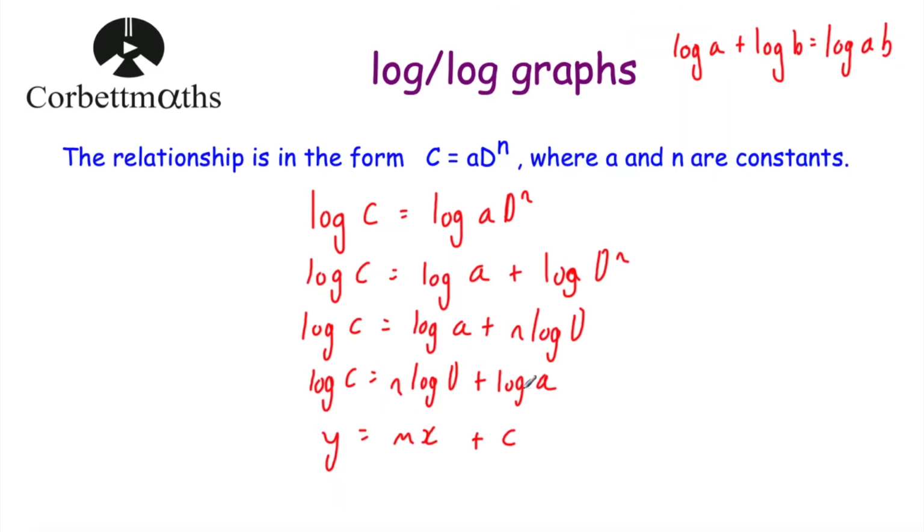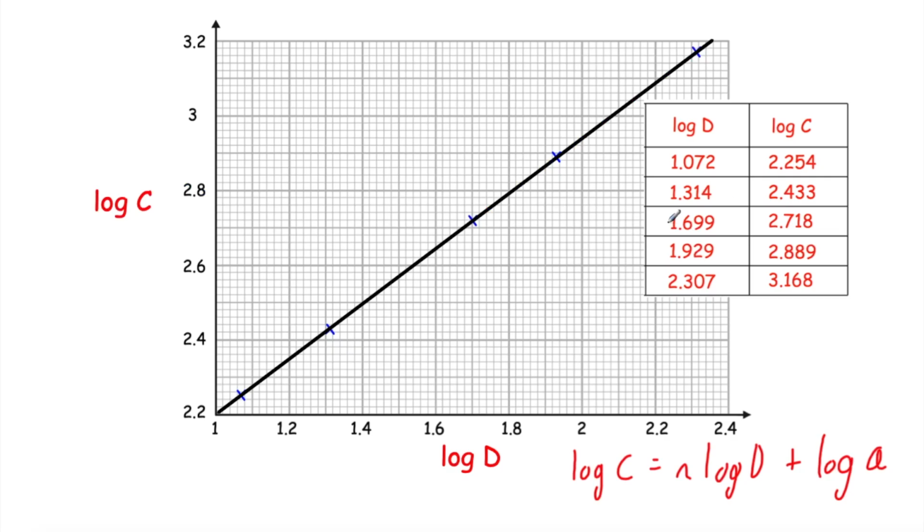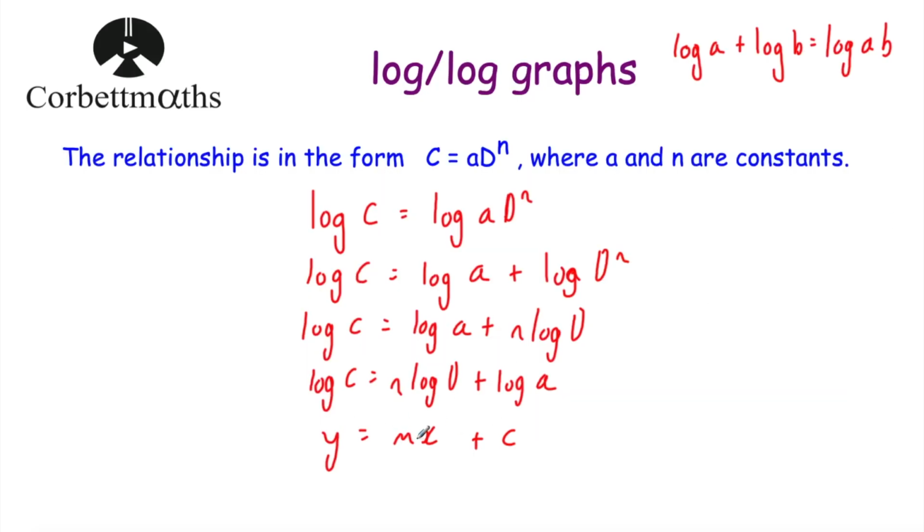If we go back, we've just drawn the graph of log C equals n log d plus log a. This linear graph is the graph of log C equals n log d plus log a. Now we want to find the values of n and a. It's in the form y equals mx plus c, so the gradient will be equal to n. If we work out the gradient of the line, that's going to be equal to n, so we can find an approximation for it. To find a, we know that the y-intercept is equal to log a. So if we can find the y-intercept, then we can work out the value of a.